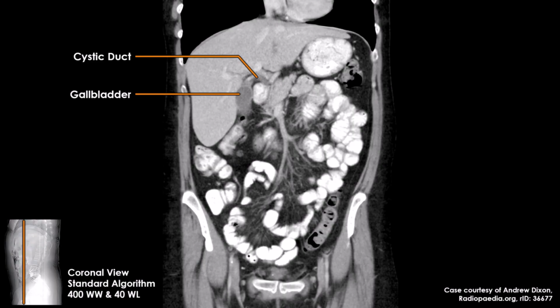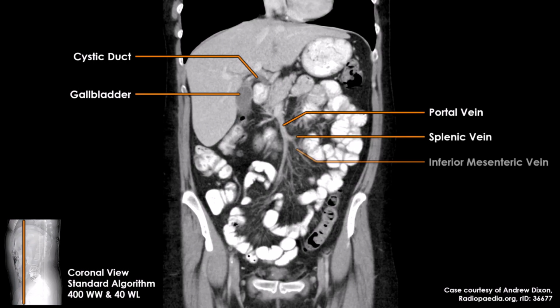CT imaging is not usually used for direct evaluation of the biliary system, but we can see this structure. This slice position also gives us an excellent view of the portal venous system. This is the portal vein. It's formed by the confluence of three major vessels, all of which can be seen in this slice position: the splenic vein, the inferior mesenteric vein, as well as the superior mesenteric vein.